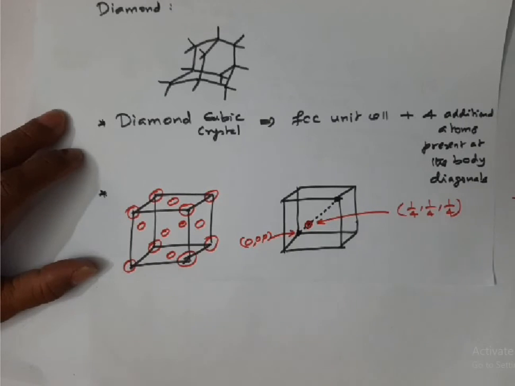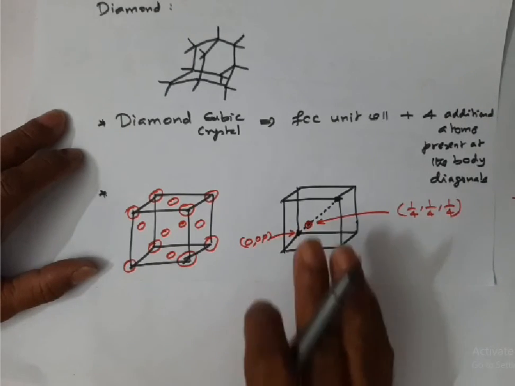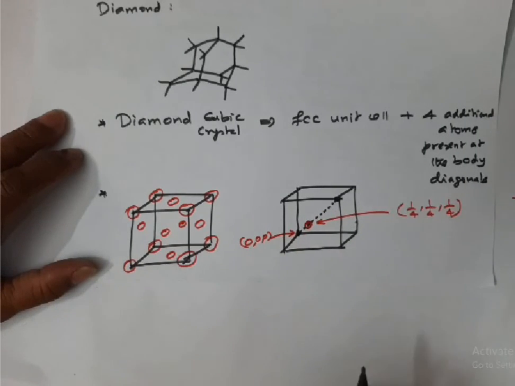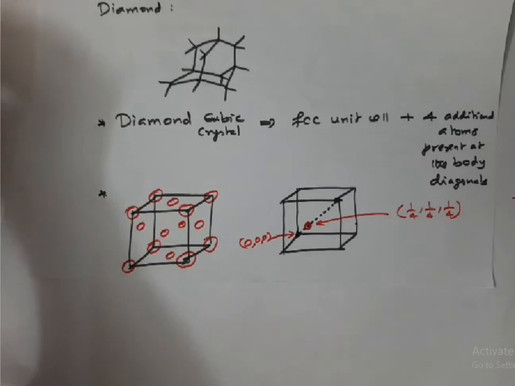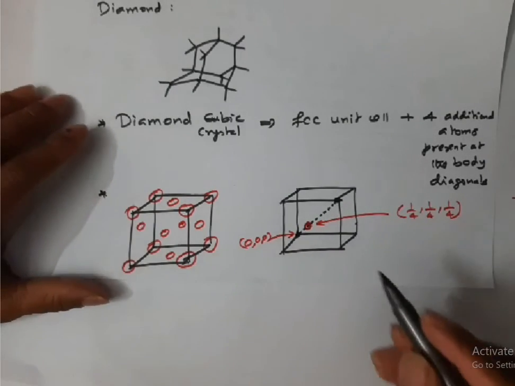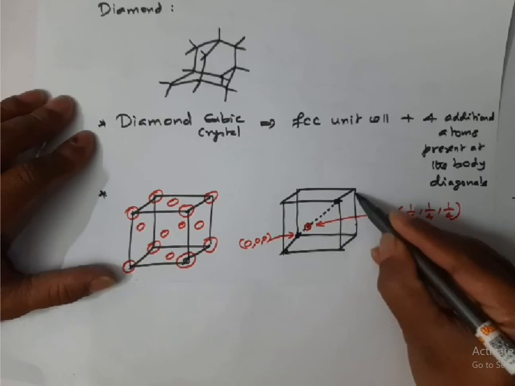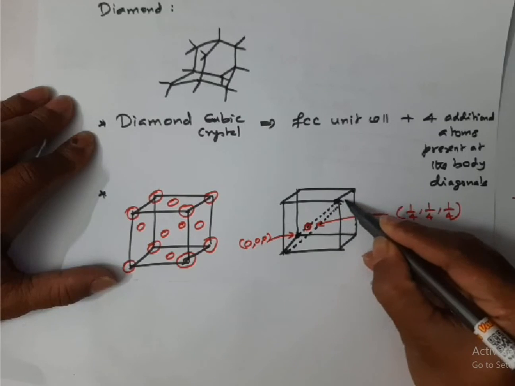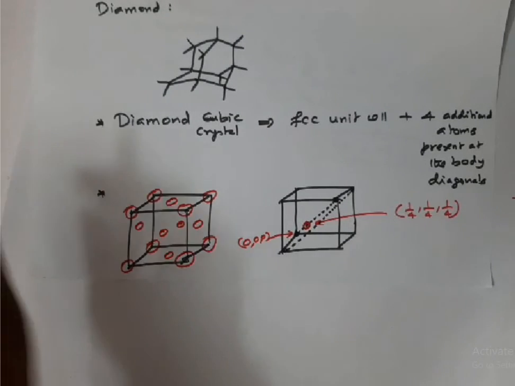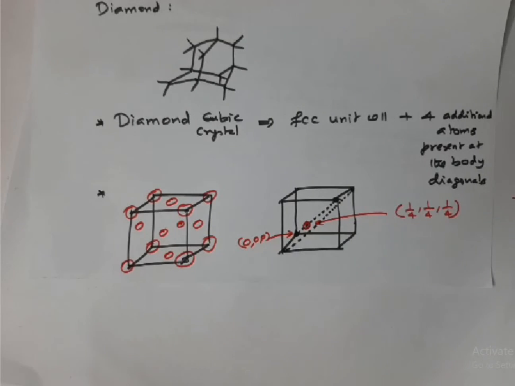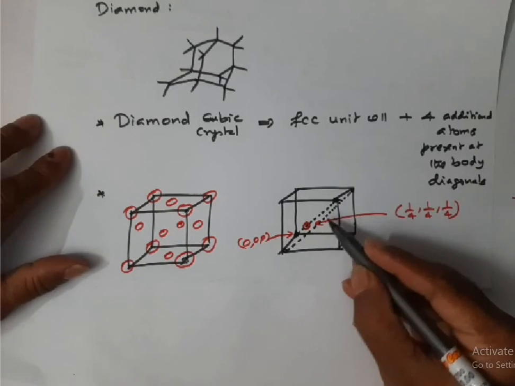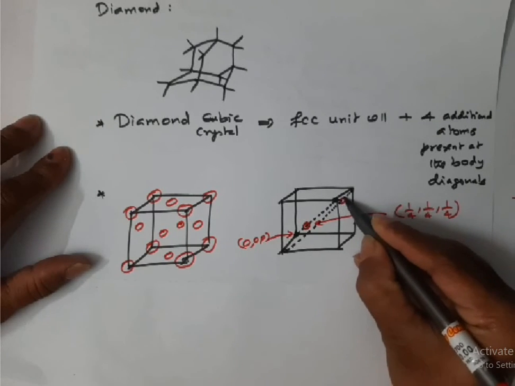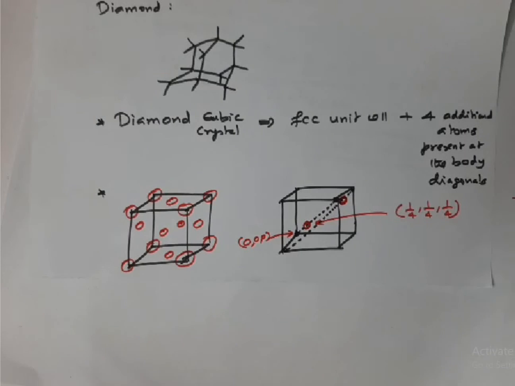I am just showing the additional 4 carbon atoms. One carbon atom is present in this body diagonal. Then for another carbon atom, I'll take another body diagonal and show you. Now, let me connect this corner with this corner. If you follow this diagram carefully, then only you can easily understand. Otherwise, it's difficult. Now, in the second body diagonal, I'll place the atom close to this corner, here.